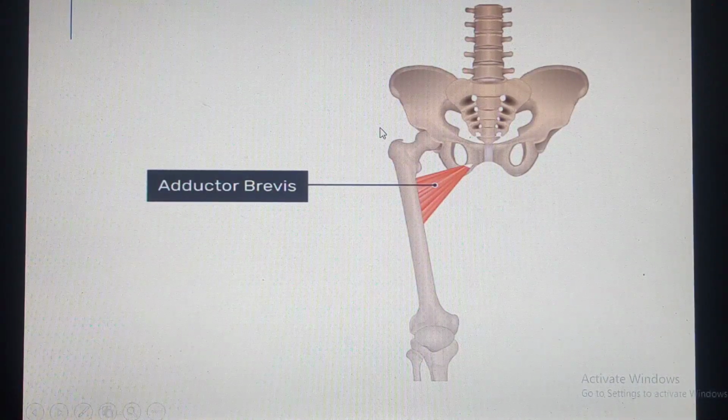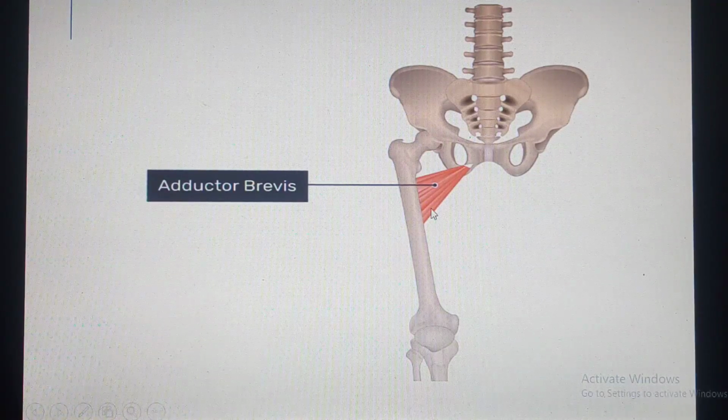Now deep to the adductor, so when I cut the adductor longus muscle and I flex it, deep to it I'm going to have what we call the adductor brevis muscle. The word brevis has to do with short, so we have the longer muscle, adductor longus, being more superficial, to this short muscle, which is known as the adductor brevis muscle.